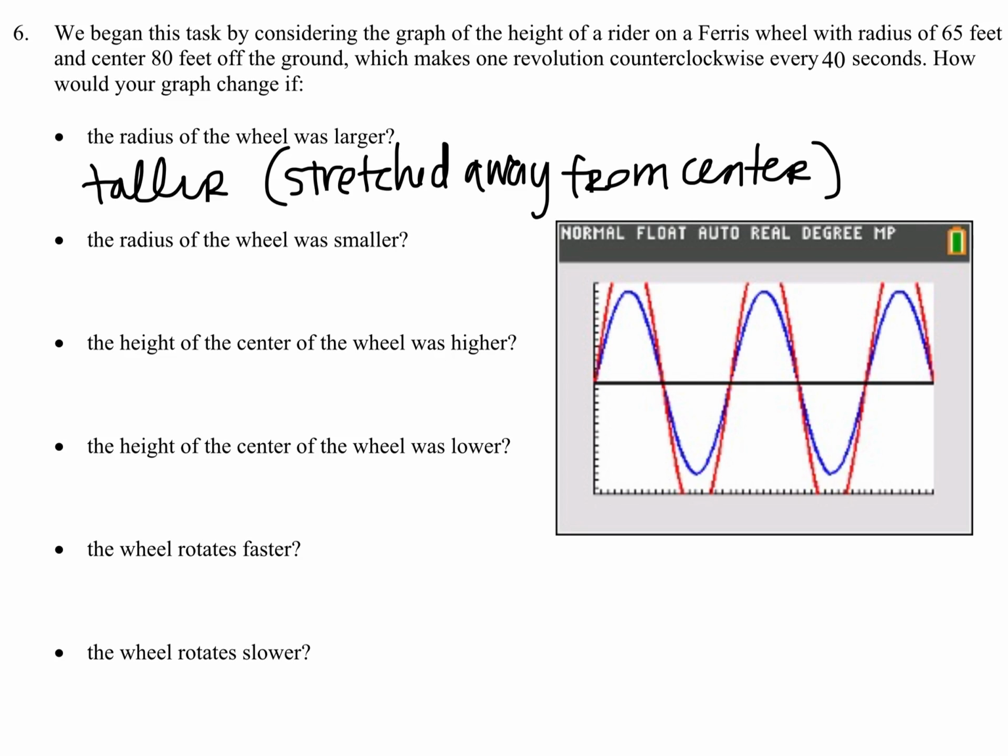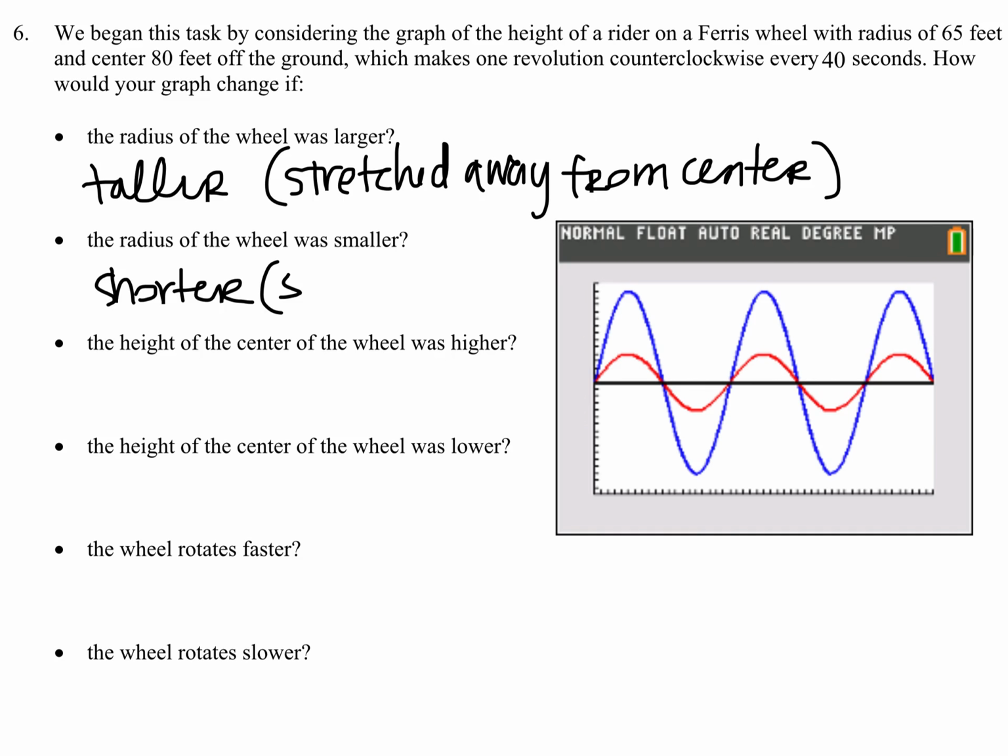If the radius became smaller, so if I decided I wanted my radius to be 20 instead, we can see the center is still the same. It takes the same amount of time to go through one full rotation, but the whole thing is shorter, so it's squished towards the center.